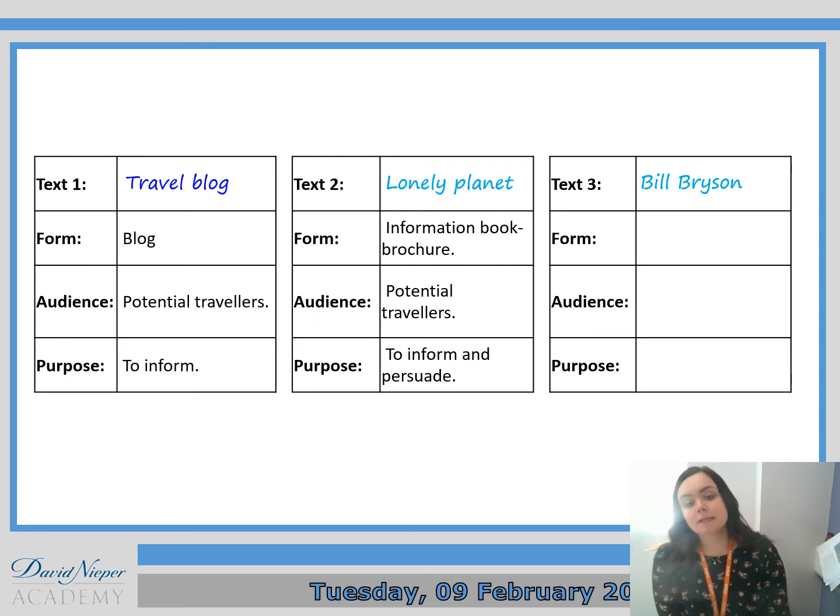So form, this one is an information book or a brochure, we might call it. Its text type is that it's a book full of information about different places, and it's very factual in the information that it delivers, whereas the travel blog was a much more personal experience of their travel around London. The audience is potential travellers again, so somebody who's thinking about coming to visit London who might want a bit more information than what's provided on a blog might look to a travel guide or an information book.